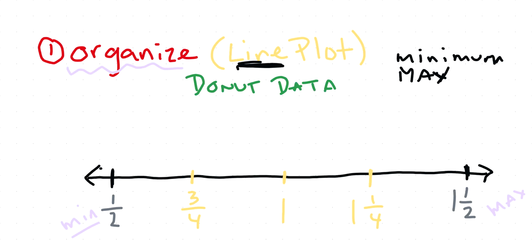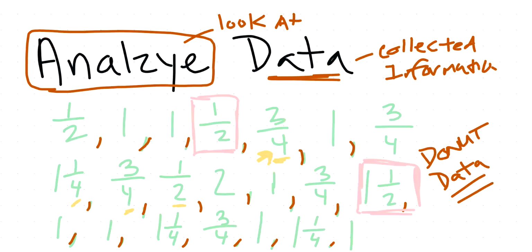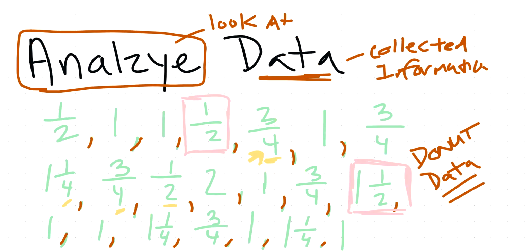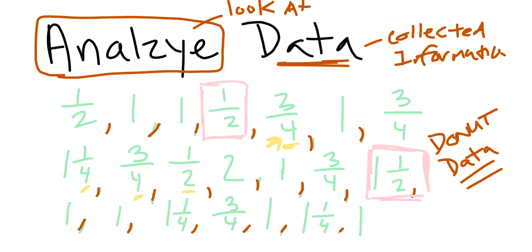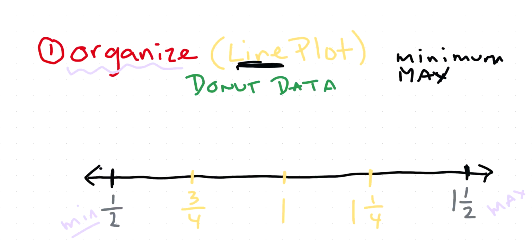So if we go back and look at the data, we will see one of our data points was half a donut. So remember to turn the pen on. Let's look at our data and analyze all the times that I ate half a donut. So there's a half, there's a half, there's a half. So that's 3 times I had half a donut. So if I'm going to show that on a line plot, I'm going to come back to 1/2, and I'm going to show 1 time, 2 times, and 3 times. Boom. That's it.